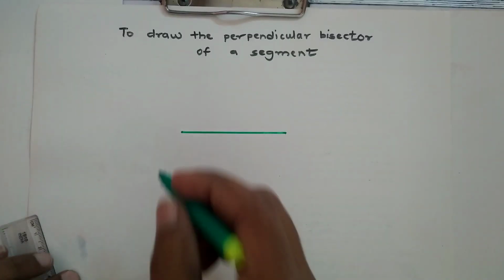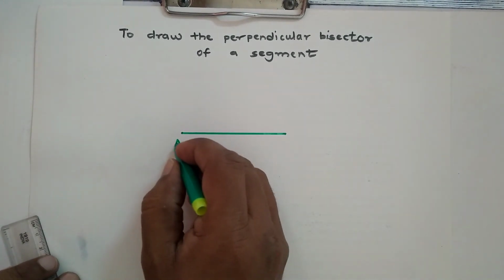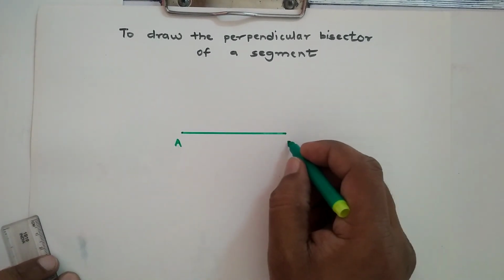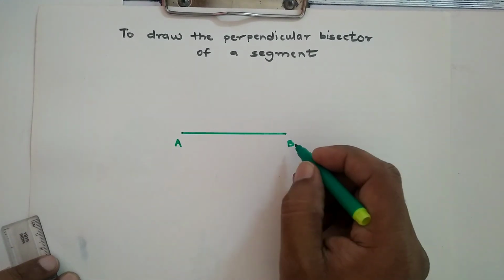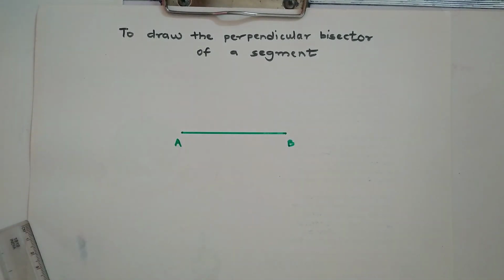Let us suppose that this is segment AB. Whenever you draw a segment, you should write the name of the segment immediately so that there will not be any confusion while drawing the perpendicular bisector. Now we will draw the perpendicular bisector of this segment.